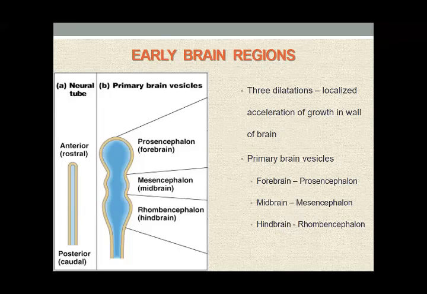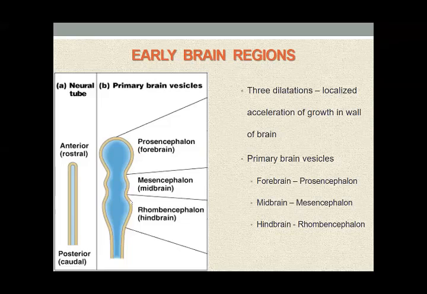Okay, now let's formally start. Until now we were doing the preliminary steps. Now, as the neural tube grows further, it develops localized dilatations. These dilatations are produced because in certain areas there is very rapid development, rapid proliferation, rapid growth, in certain areas slow growth in other areas.